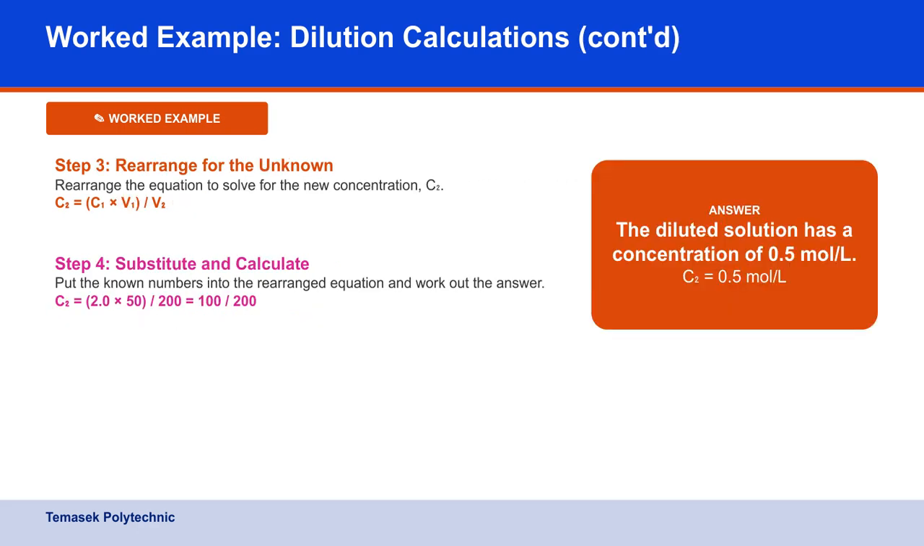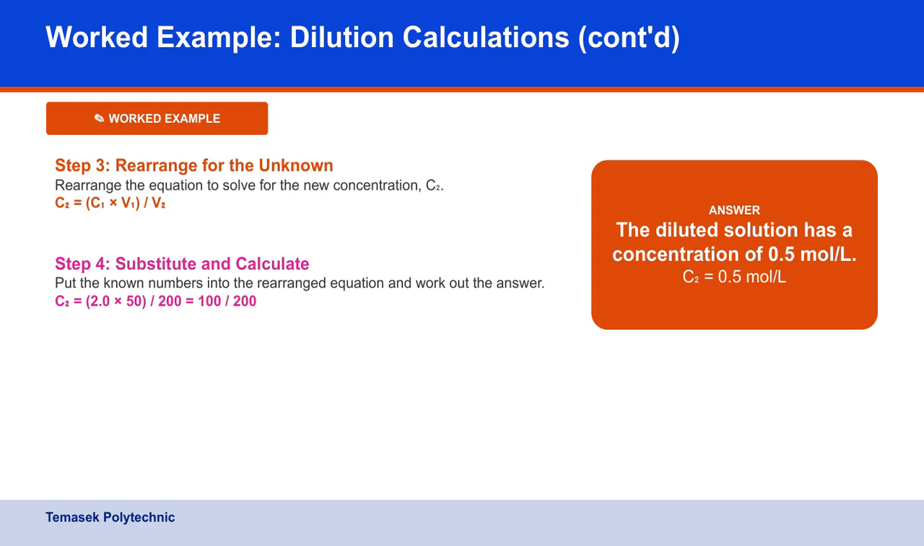Here is your chance to attempt this before I walk you through it. Pause now. Now let us finish solving this together. In step 3, we rearrange the dilution equation to isolate C2, the new concentration after dilution. We get C2 equals C1 multiplied by V1 divided by V2. In step 4, we substitute our known values. C1 is 2.0 mole per liter, V1 is 50 milliliters, and V2 is 200 milliliters. That gives us 100 divided by 200, which equals 0.5 mole per liter.